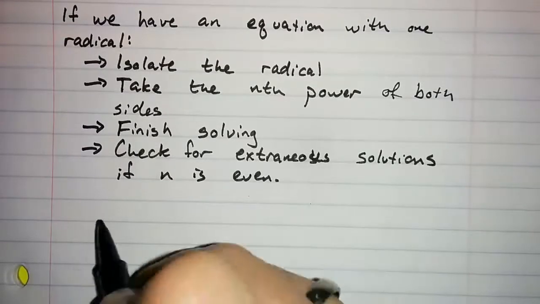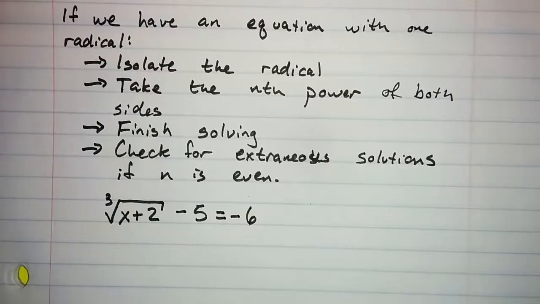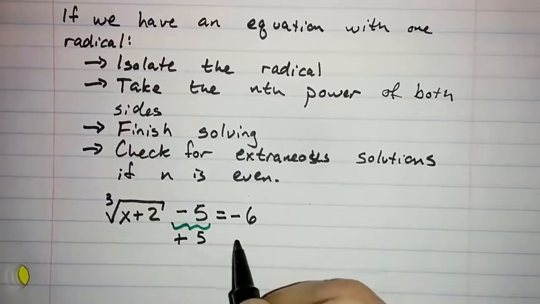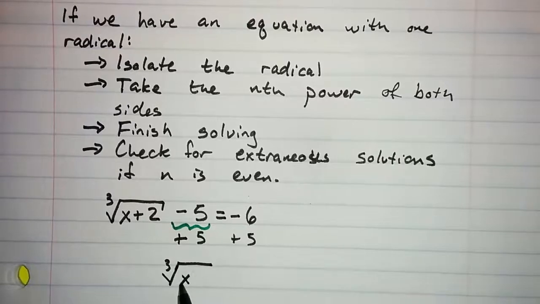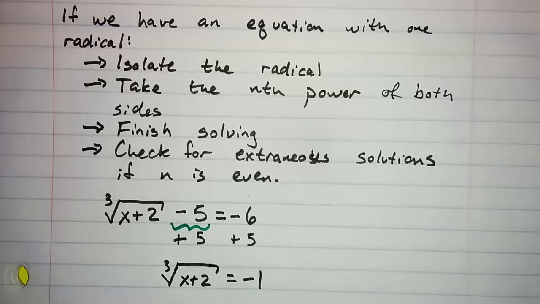Let's suppose we know that the cube root of x plus 2 minus 5 equals negative 6. Notice this radical is not isolated. It's got a negative 5 on that side of the equation with it. What do we need to do to isolate it? We need to get rid of the negative 5. So we'll add 5 to both sides, and we'll see the cube root of x plus 2 is equal to negative 1. Uh-oh, can that happen?